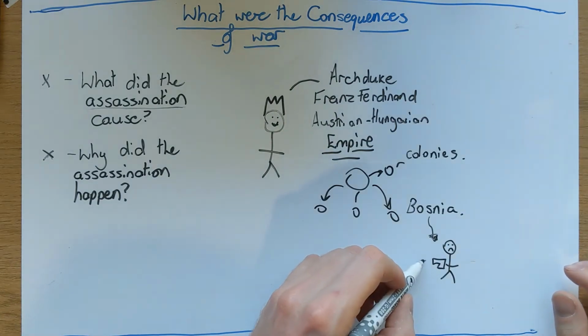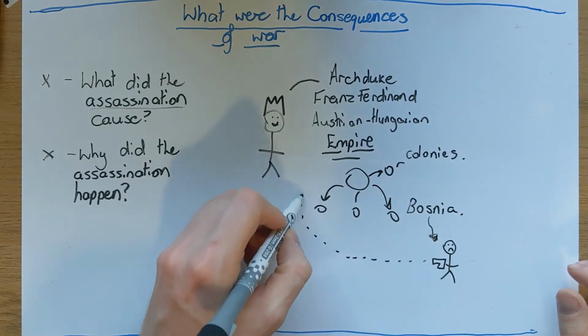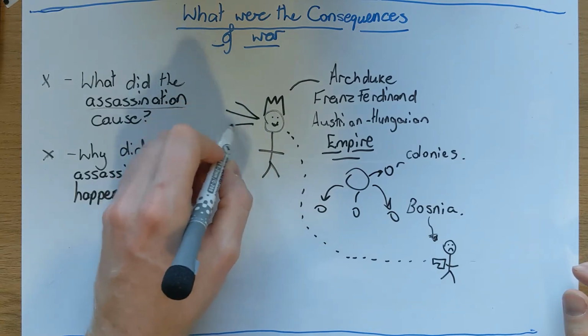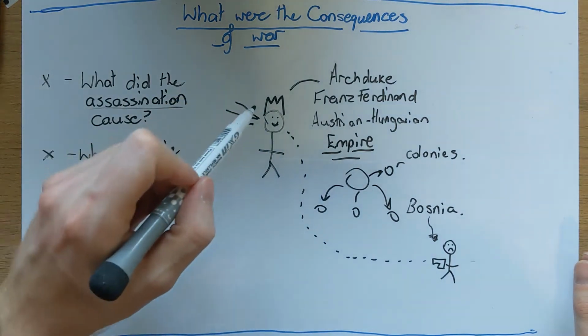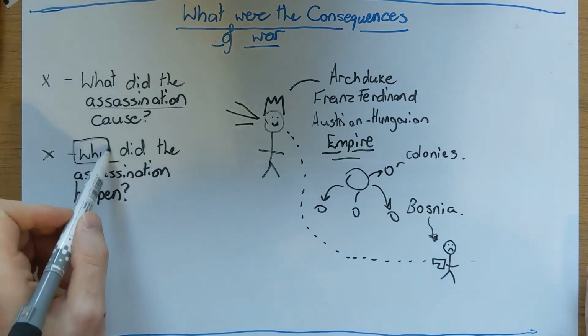He then decided to shoot and kill Franz Ferdinand. So that is why it happened.